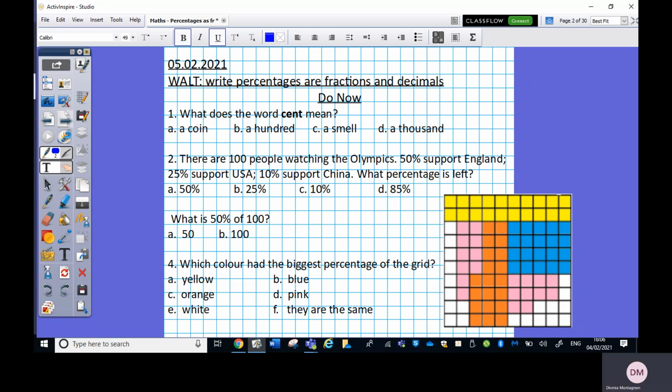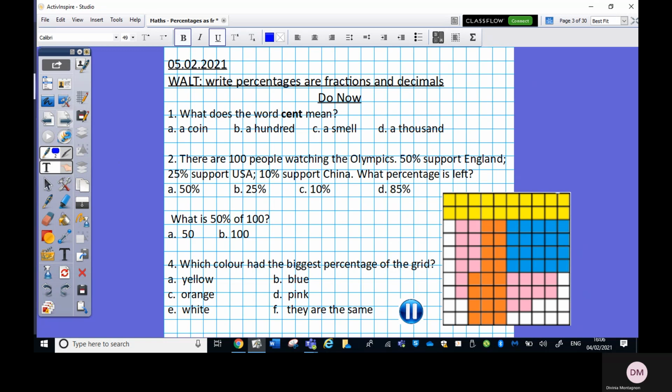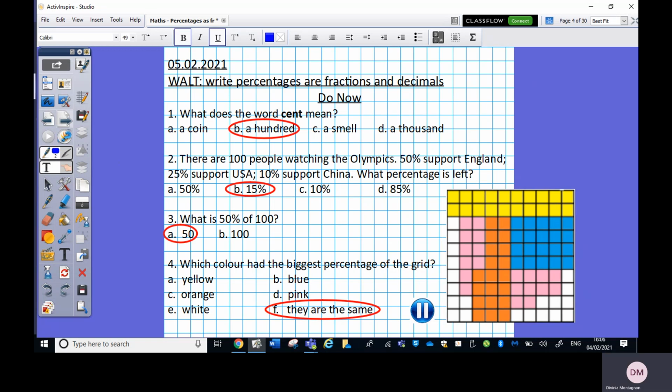Number 1. What does the word cent mean? It means 100. Number 2, there are 100 people watching the Olympics. 50% support England, 25% support the USA, 10% support China. What percentage is left? 15%. What is 50% of 50? What is 50% of 100? It is 50. And which colour has the biggest percentage of the grid? They are all the same.